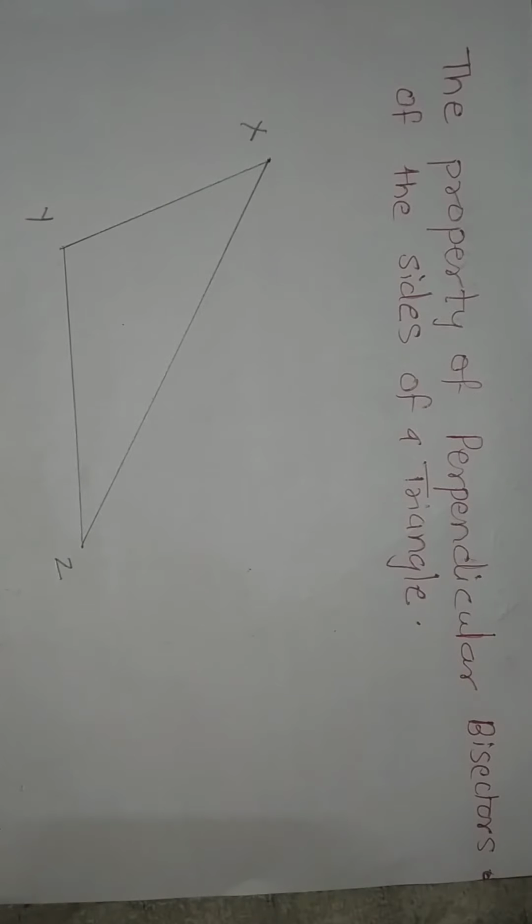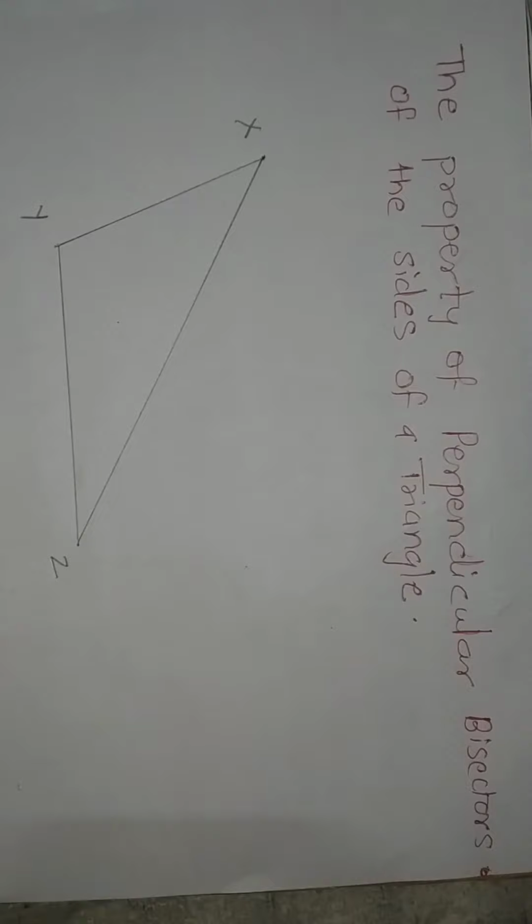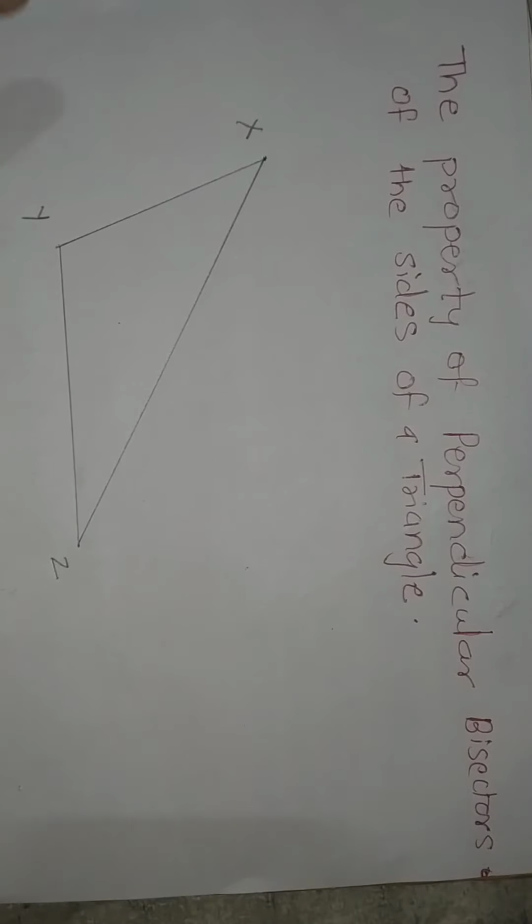Now we will see the next property, that is the property of perpendicular bisector of the side of a triangle. For this construction, students, use a ruler to draw an acute angle triangle and an obtuse angle triangle. As I have drawn here an obtuse angle triangle, the name of this triangle is triangle XYZ. This is an obtuse angle triangle. Okay students, now draw the perpendicular bisector of each side of the two triangles.